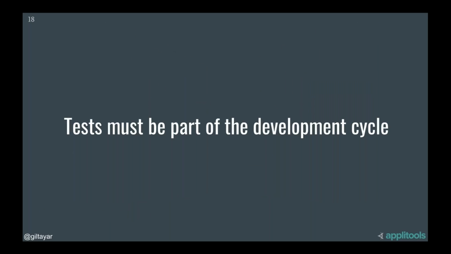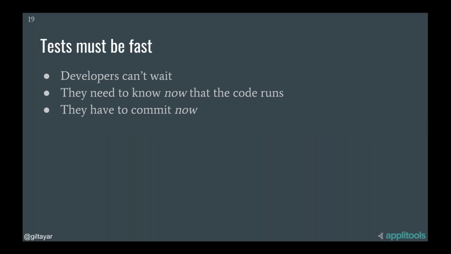That means that the tests themselves, both development tests and the QA tests, must be part of the development cycle. And if we talk about the development tests, which the developer must run before committing the code, before pushing the code to Git, those tests must be fast. Developers cannot wait. They need to know now before pushing, or at least 5 minutes after pushing, that the code runs, and if it fails, where. They have to commit now.